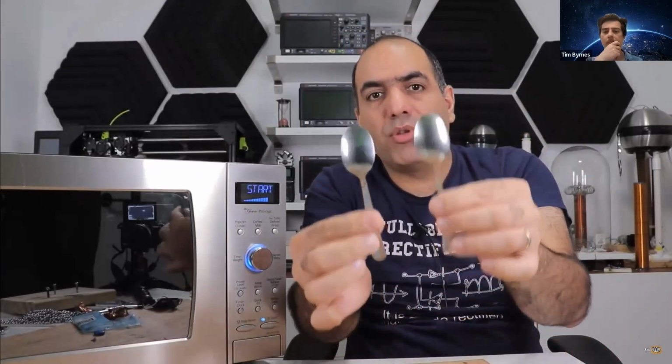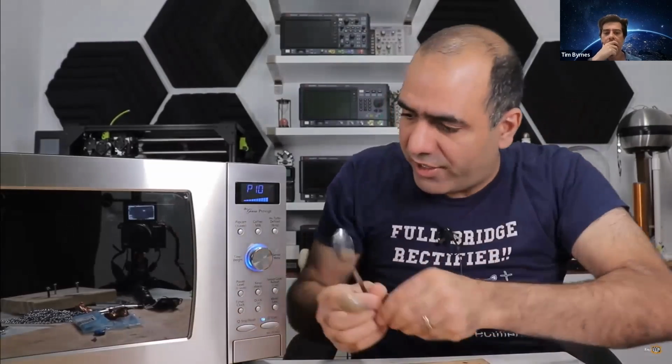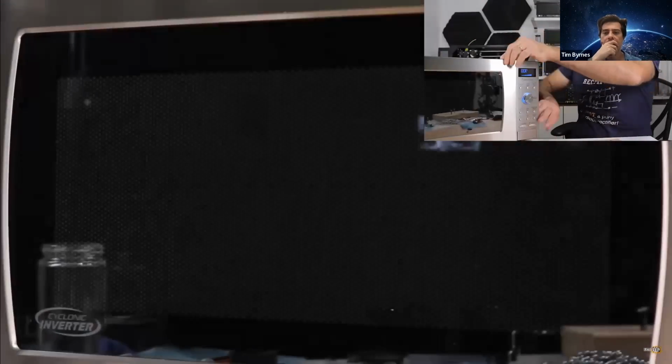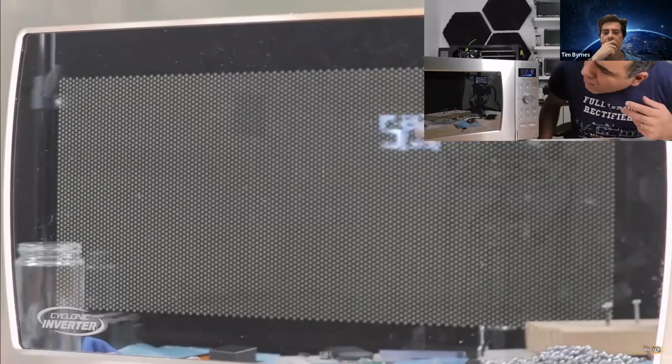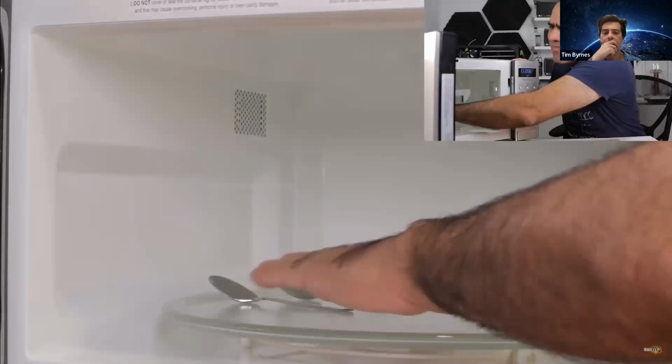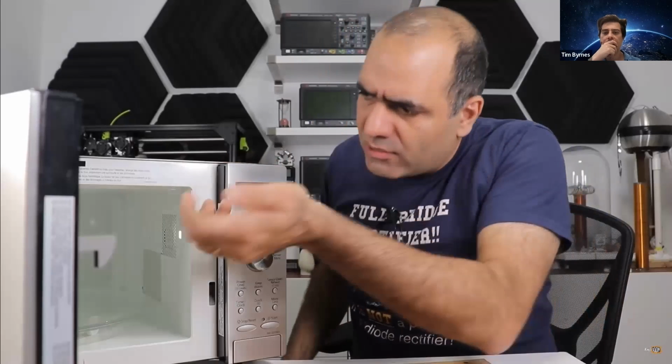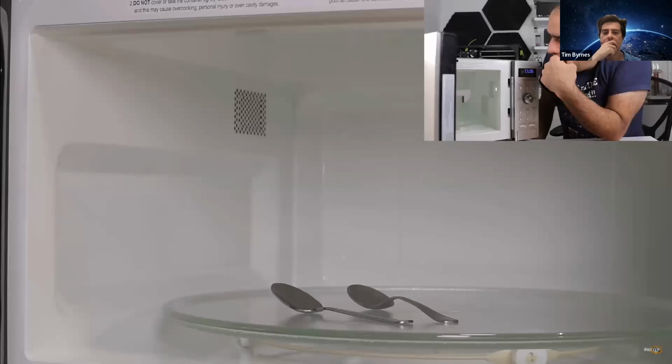But now, what if I put 2 spoons side by side in there? Here we go. Still nothing, eh? Well, ouch, they are hot, but nothing terrible happened. I mean, the food gets hot in there too, so what's the big deal?